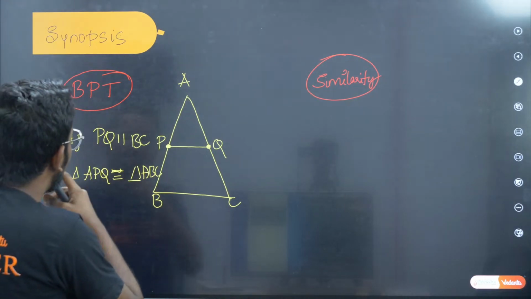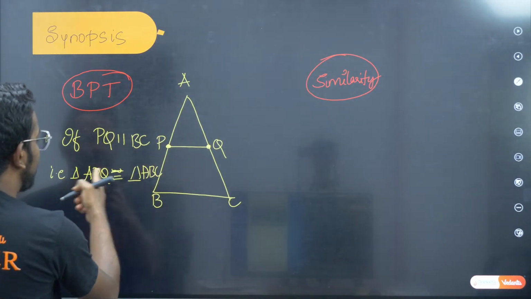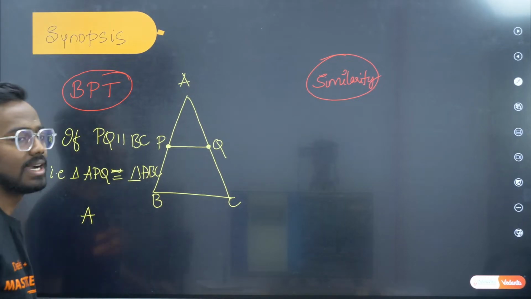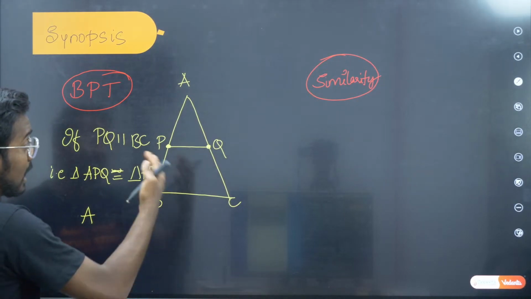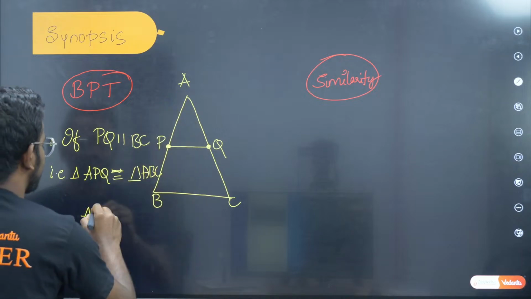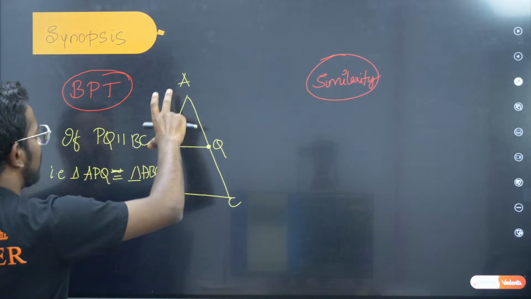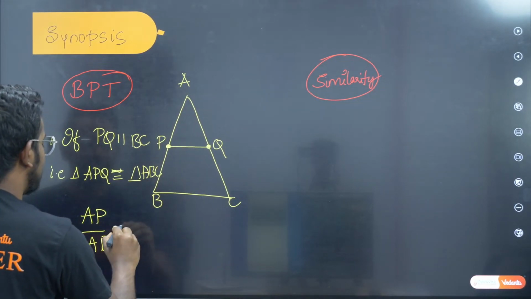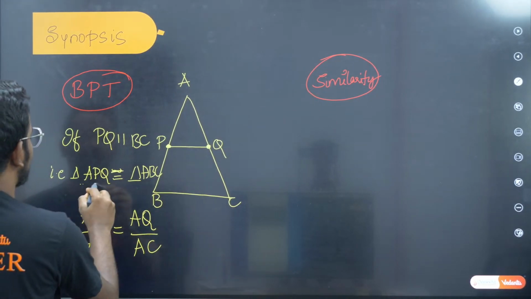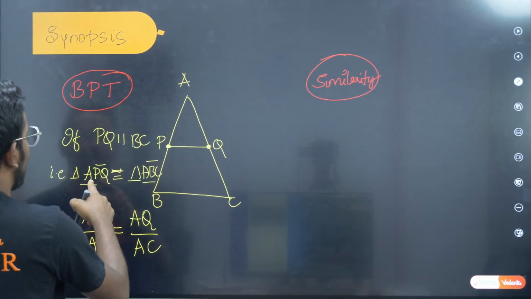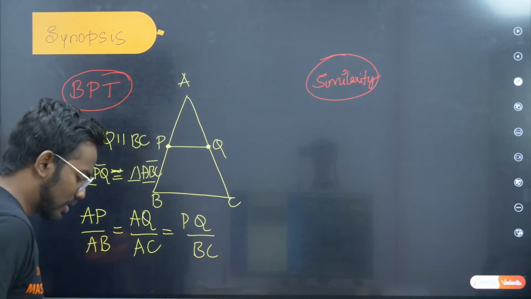Now there are a few things you should know. From the BPT theorem, what are the results that are obtained? What do you mean by similar? Similar means the corresponding parts of the corresponding triangles are proportional. So AP by AB is equal to AQ by AC, which is equal to PQ by BC. You can take the first two, the next two, and the last two. So this is what your theorem says.